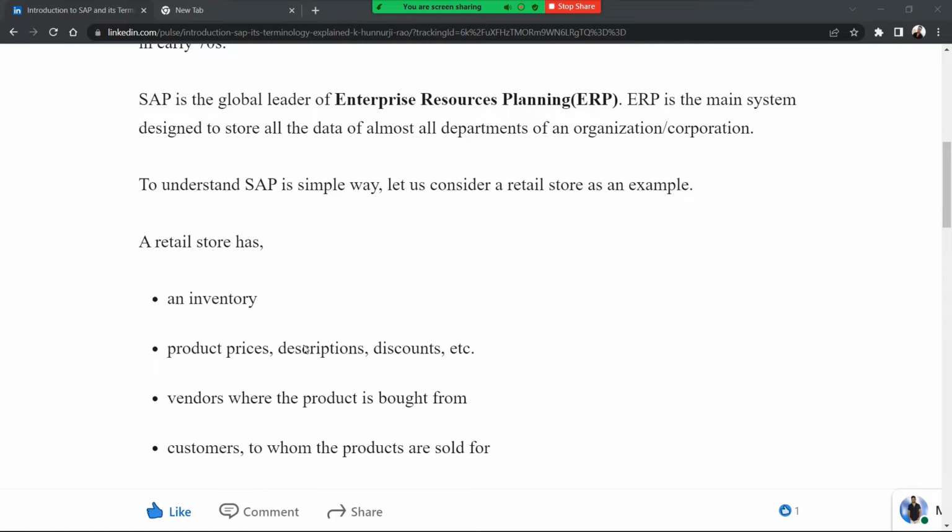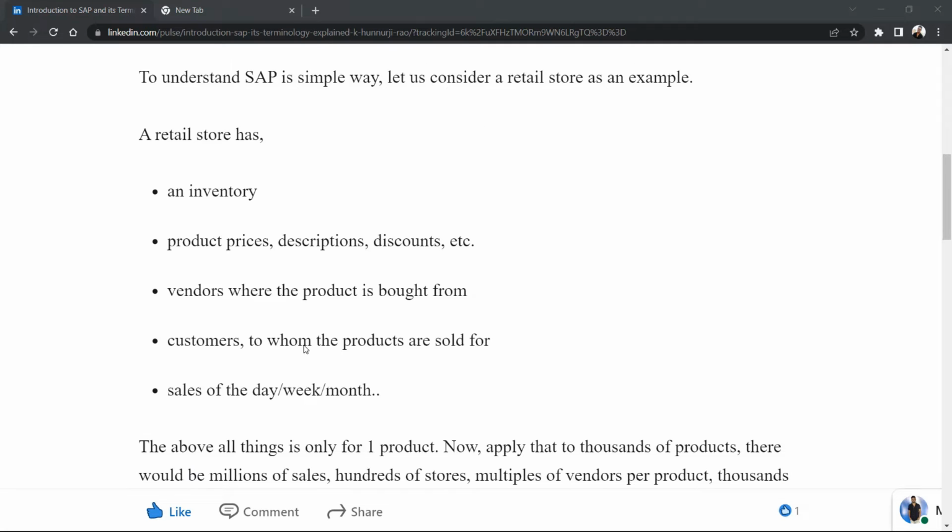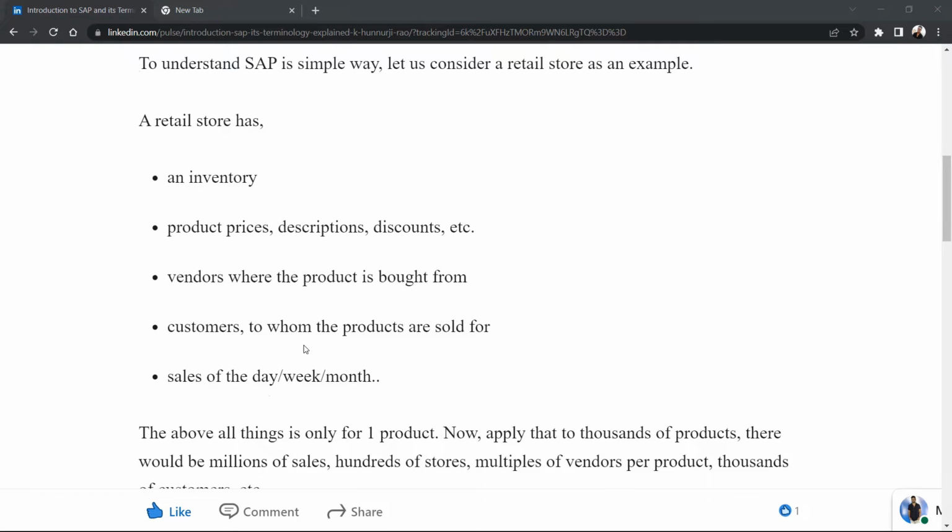Let us assume a retail store. The retail store consists of an inventory, and it has products and their descriptions, prices, discounts, etc. A retail store must have a vendor from where we bring the products. And by default, they have customers who come to the store and buy the products. By the end of the day, we calculate and analyze the sales of the day, sometimes sales of a week or month. Note that these are all related to one store and one product. There will be many stores and many products here.